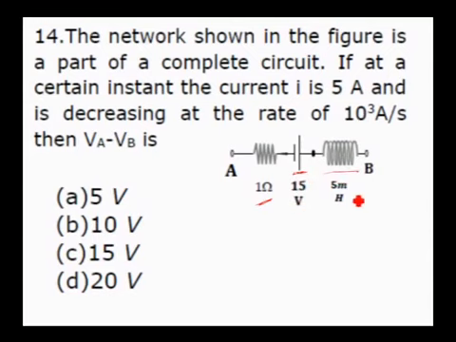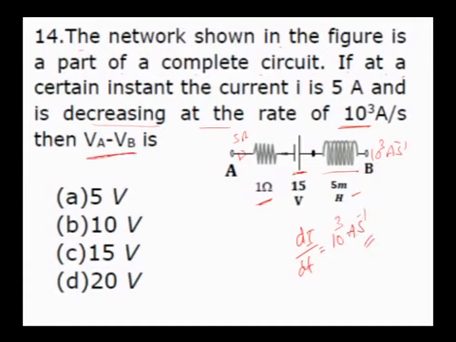There is a simple network: a resistance of 1 ohm, a battery of voltage 15 volt and a coil of 5 millihenry. The network shown in the figure is a part of a complete circuit. At a certain instant the current I is 5 ampere, and it is decreasing at the rate of 10 power 3 ampere per second through the coil. This is nothing but di by dt is 10 power 3 ampere per second.